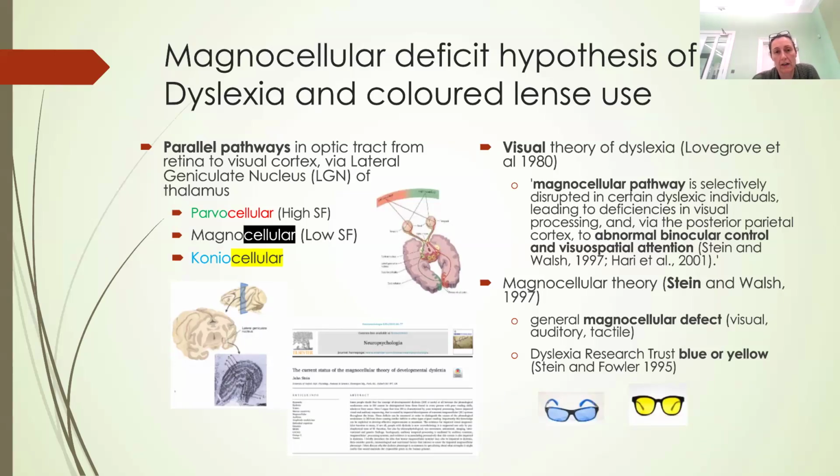These are parallel pathways in the optic tract that run from the retina to the primary visual cortex: the parvocellular pathway, the magnocellular pathway and the koniocellular pathway. There is evidence to suggest that the magnocellular pathway is different in people with dyslexia. The initial visual theory of dyslexia came out in 1980, and the use of coloured lenses was introduced by Stein in 1997, whether just blue or yellow.